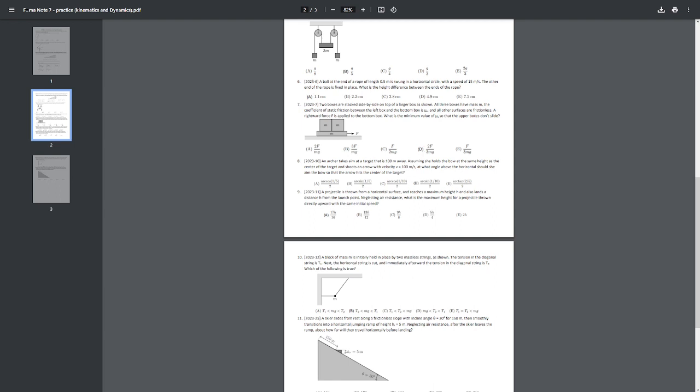Time is equal to 2 v naught sine theta over g. Range is equal to... no, let's do height next. Height is equal to v naught squared sine squared theta over 2g. This is the equation. I'm very rusty right now. And our range is going to be equal to v naught squared sine 2 theta over g. That's not clear, this is supposed to be an exponent.